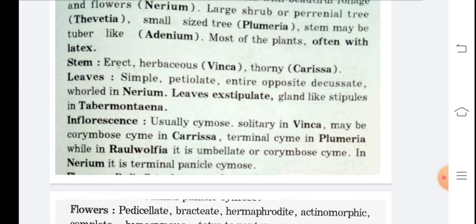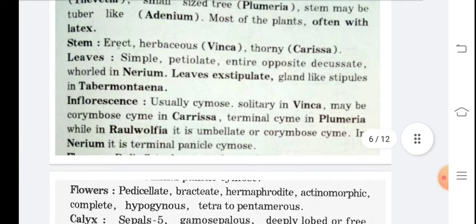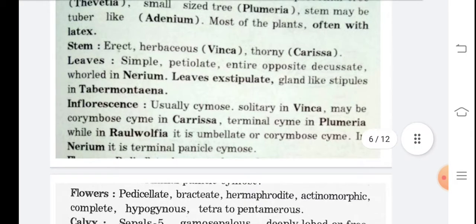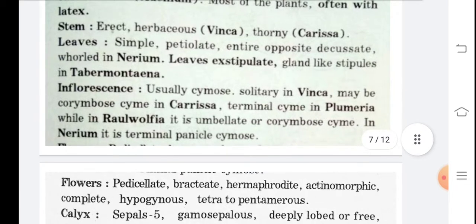Already we have seen the opposite decussate arrangement or hole in the Nerium. Canary has holes and they have specific aroma. So glands are there. Tabernaemontana is a good example. Then inflorescence, after observing this diagram, it is cymose.